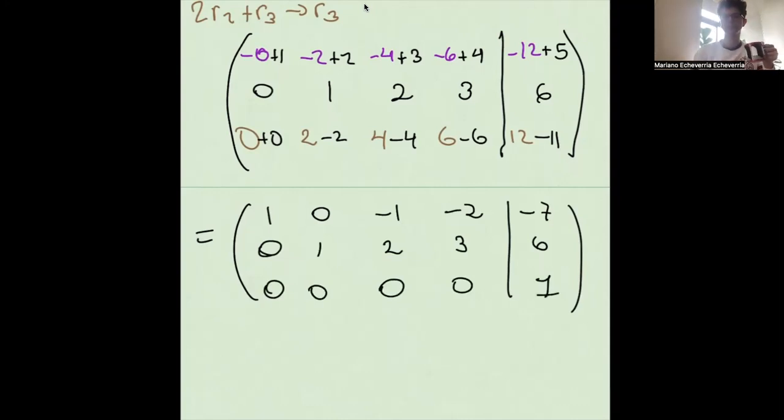Okay, we're almost there. What else is left? What else could you do? Almost here. So column 1 is done. Column 2 is done. What about column 3?